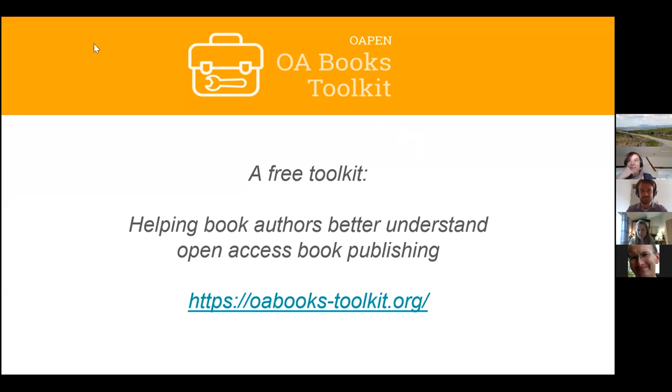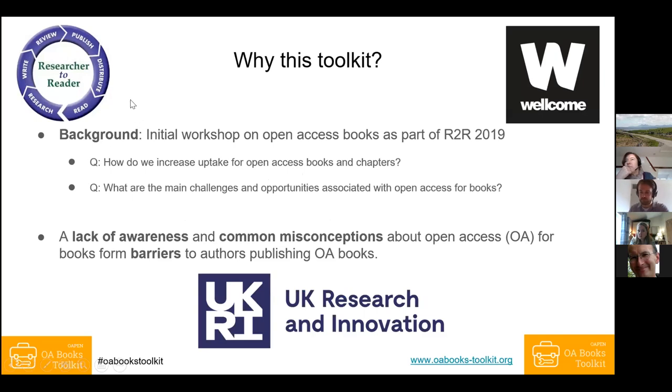So many of us, our roles are about providing support to researchers to make their research outputs open access. And hopefully you'll find that your stakeholder group is represented in the collaboration we're going to talk about today. So we've had publishers, funders, research organisations and more that have worked together to deliver this free and stakeholder agnostic open access books toolkit. The aim of the toolkit is to help authors better understand open access to books and to provide them with some real practical support in getting published.